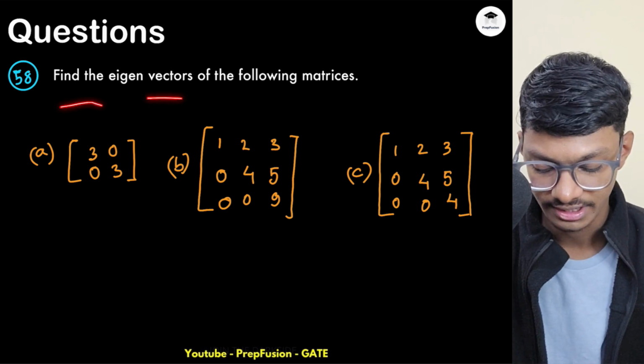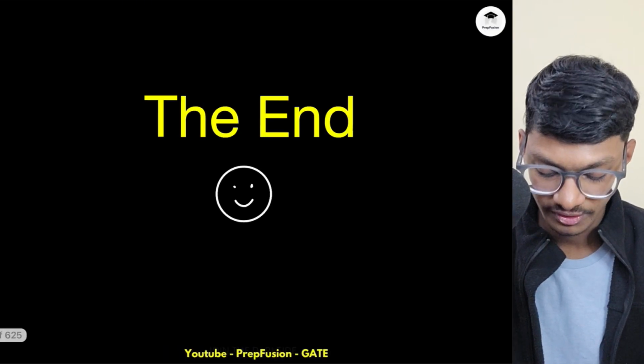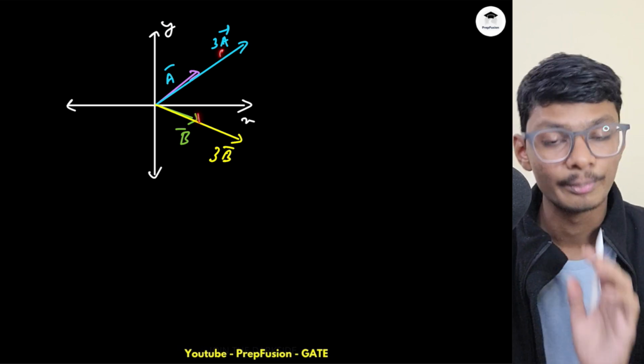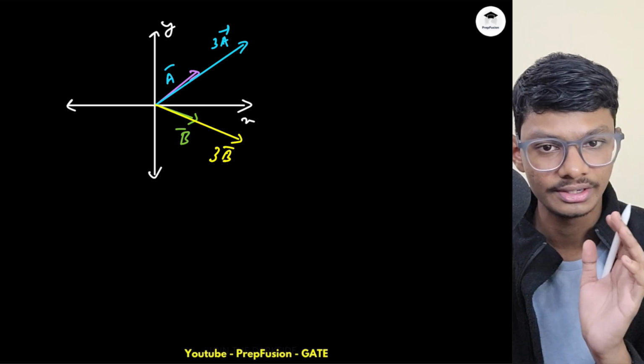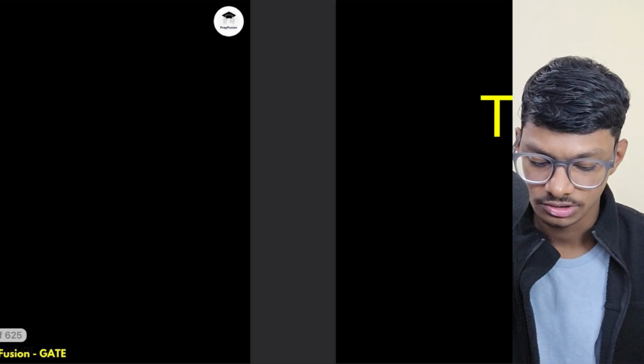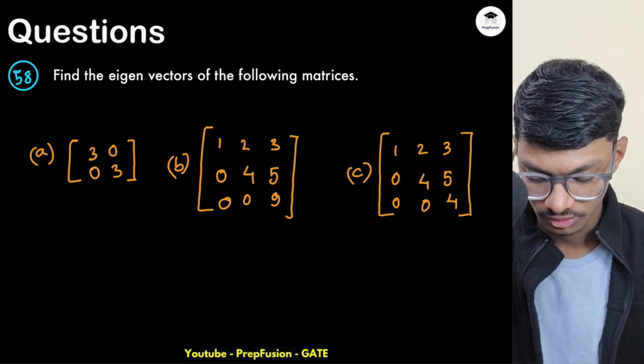We have to find the eigenvectors of the following matrix. In the previous class I ended here, right? I told you the eigenvectors may be different, may be linearly independent, but the eigenvalues can be the same. The scaling factor can be the same. So with this example, I will try to prove exactly that. Let's do the first question.